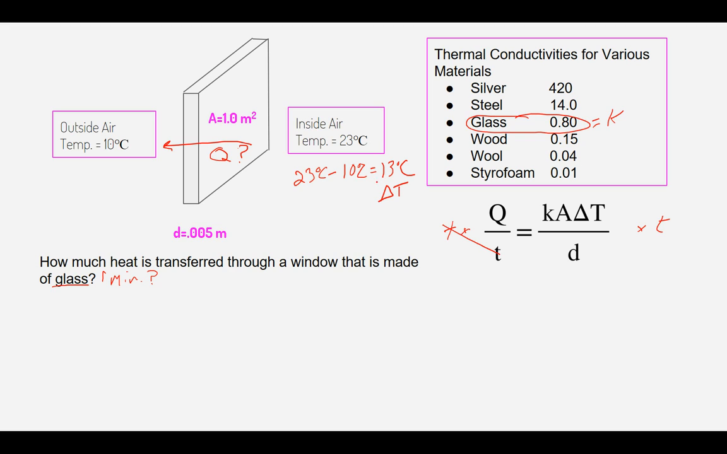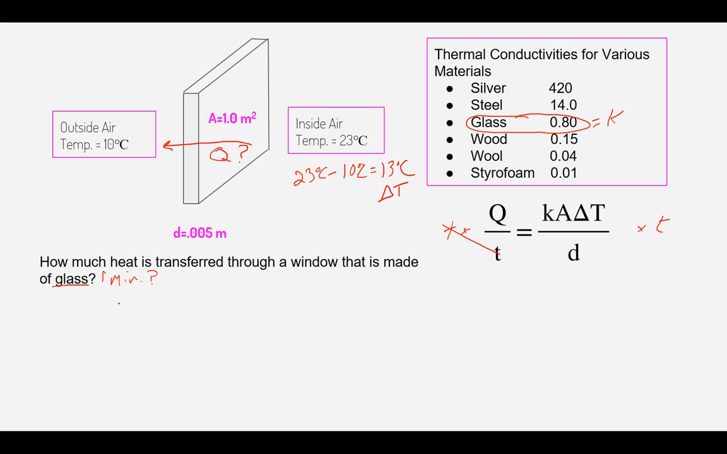Now our next variable is the distance, or the thickness, or how far the heat is traveling. In this case, the window is very thin, so that's 0.005. And again, we're going to look at how much heat would be transferred over the course of a minute once we plug in our variables. So let's go ahead and do that.